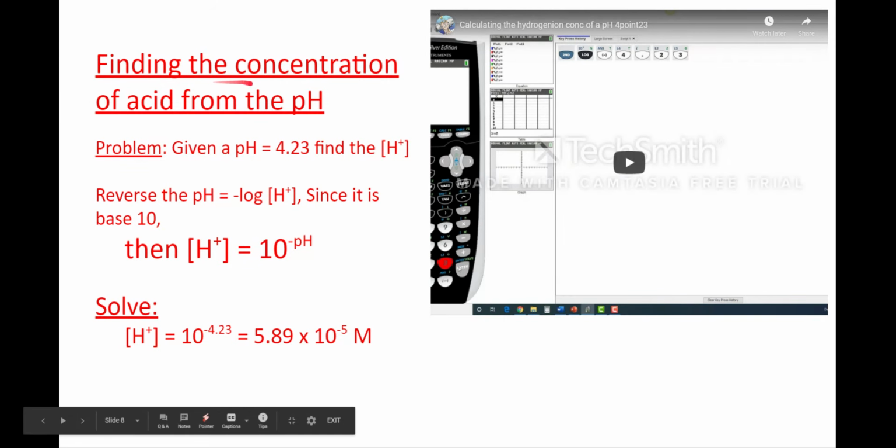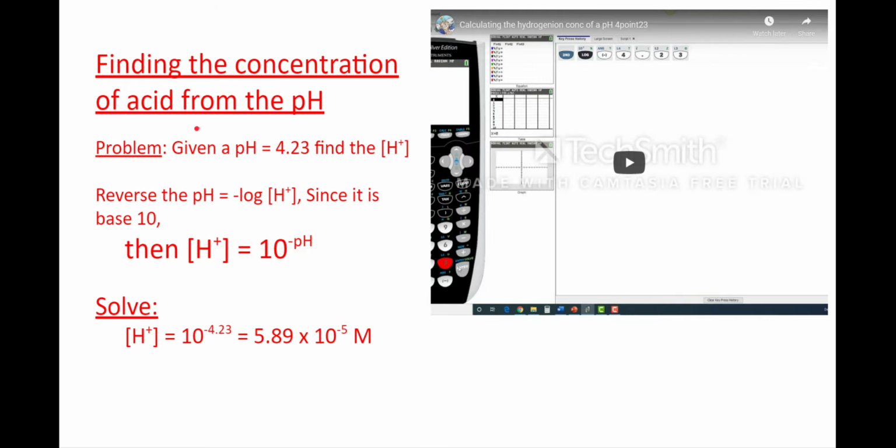Next, if we want to find the concentration of an acid from pH, then this is a new equation. We're going to use this equation here. The hydrogen ion concentration is equal to 10 to the negative pH. You have to make it a negative pH. This is the reverse of a base 10 logarithm. And so if you're given the pH of 4.23, you're going to take that value and plug that in right here.